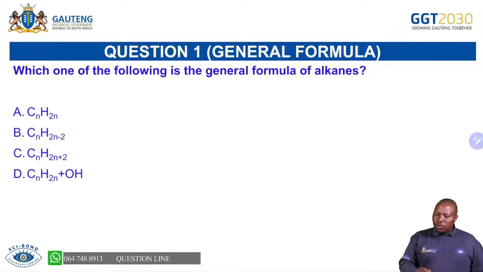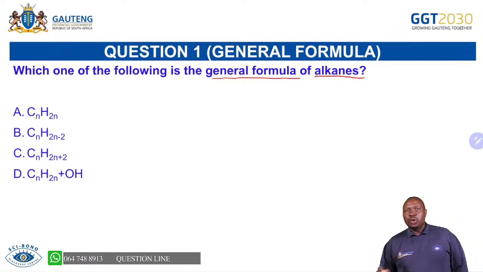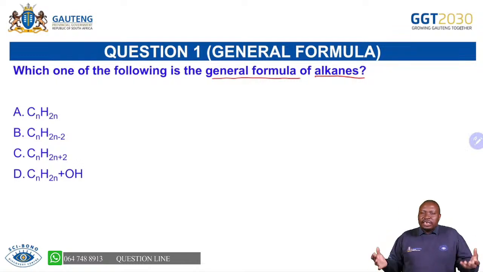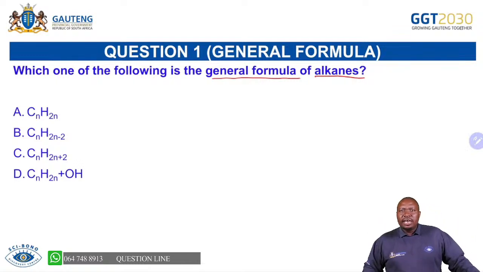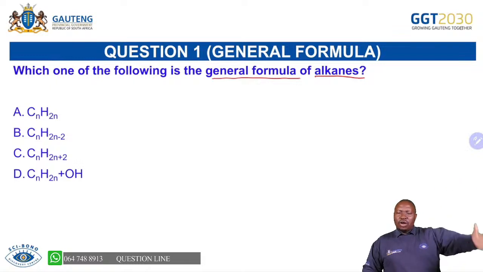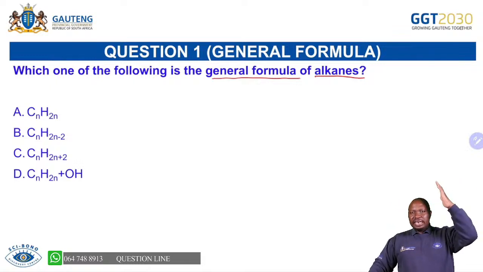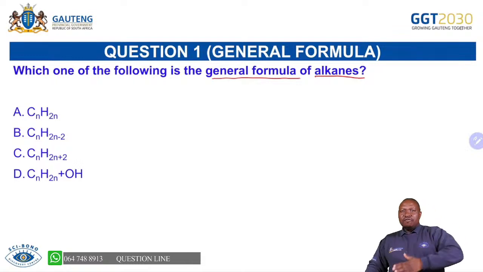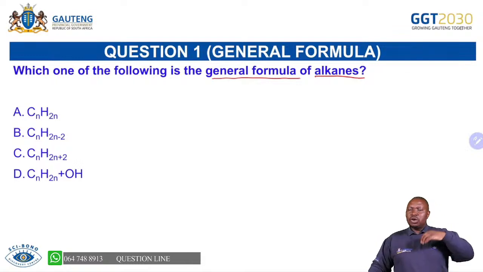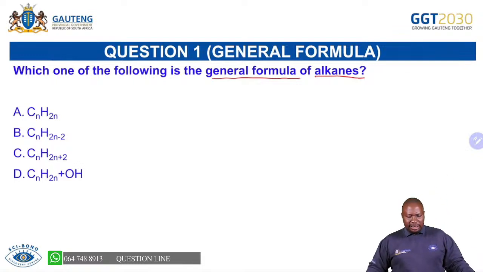Look at this one. It's saying which one of the following is the general formula of alkanes? So we're emphasizing here to say when you're starting with your revision, the first thing you look at is the general formula. You have 9 homologous series, know their general formulas, because they are all of them. We said they are described by the same general formula. So general formula is important because it describes all the homologous series.